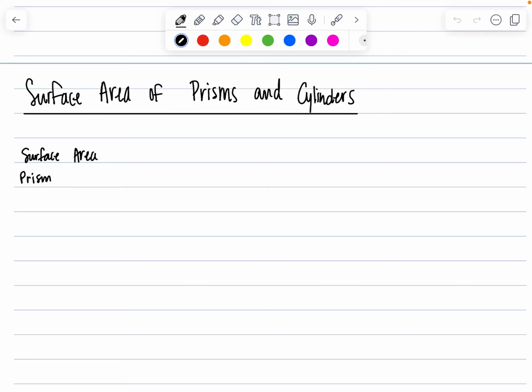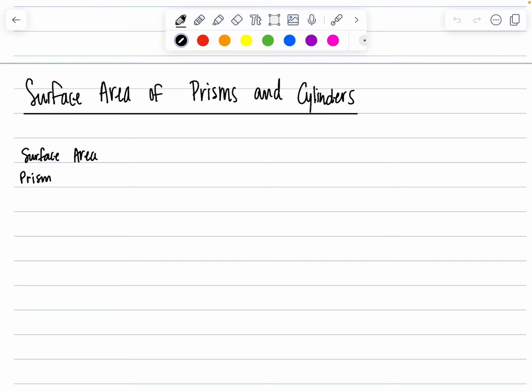Hello and welcome to our unit on surface area. This first unit is going to be on surface area of prisms and cylinders, and you're going to hopefully realize that these two concepts are very much related to each other. So let's start with surface area.